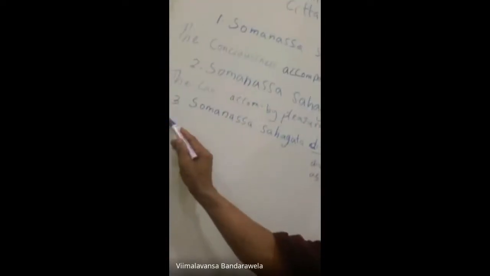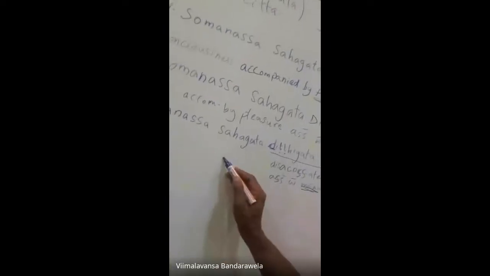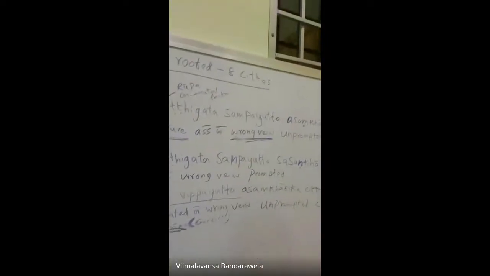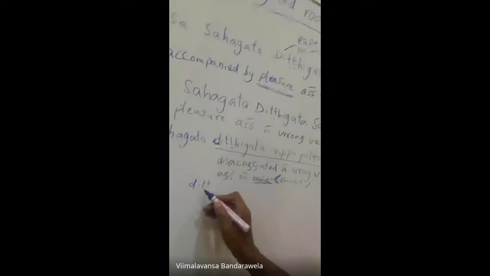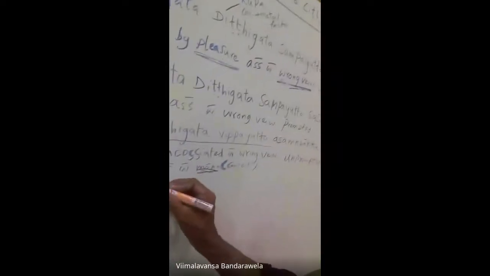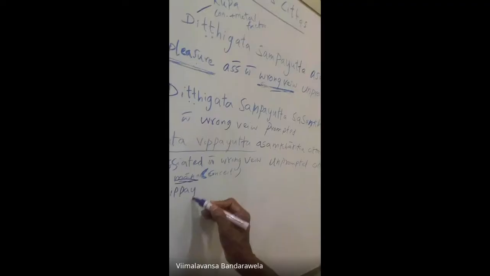And then the fourth consciousness: somanasa sahagata, right? Okay, please write it down. Somanasa sahagata. Follow me. Somanasa sahagata, ditthigata vipayutta, asankharika chitta. Vipayutta.